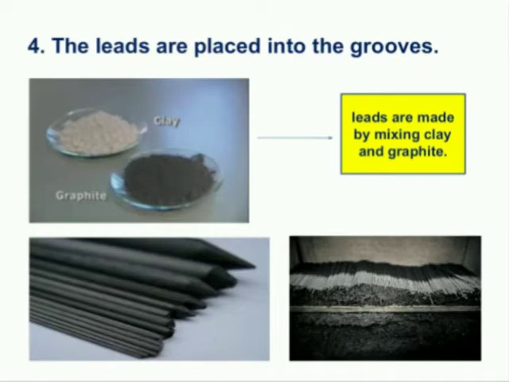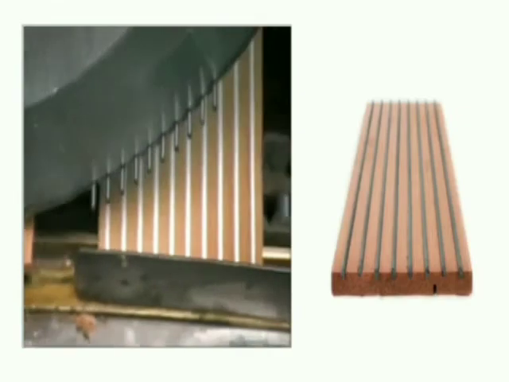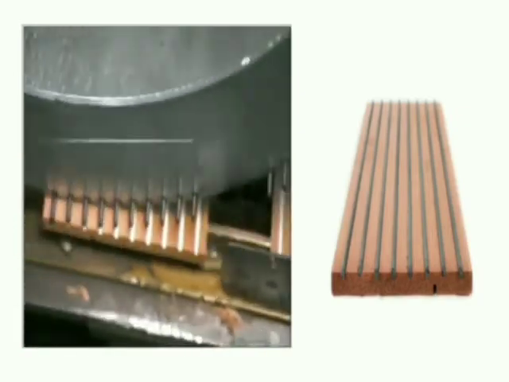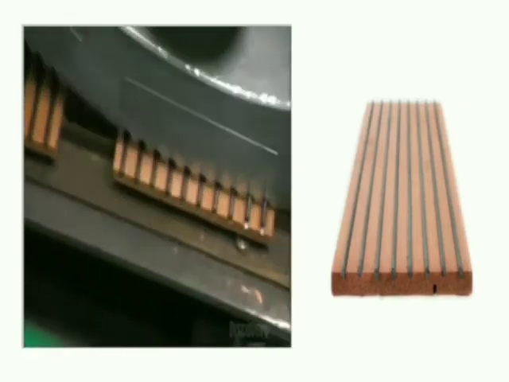Do you know, children, how these leads are made? It is made by mixing graphite and clay. You can see here in the picture. Graphite is a soft black carbon. And you can see in the picture how these leads are kept after making. Then, this way, by a machine, leads are fixed into the grooves.